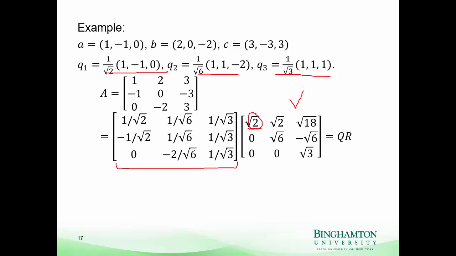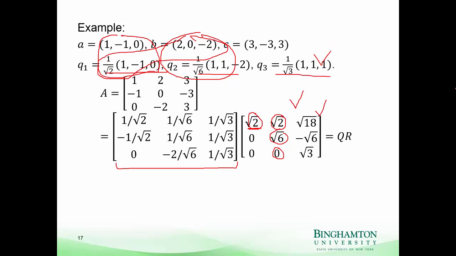So this is going to be Q1 inner product with A. So we would do the inner product between these two. This number here will be Q1 inner product with B. This number, the square root of 6, will be Q2 inner product with B, and then a 0 because B will be orthogonal to Q3, and you can check that.